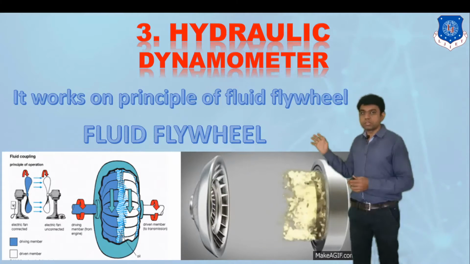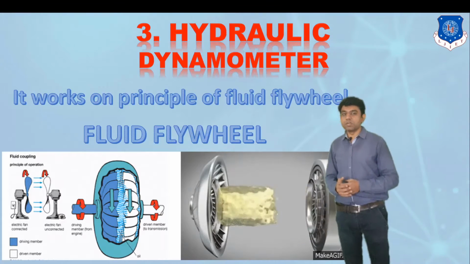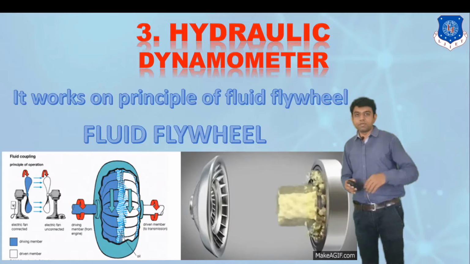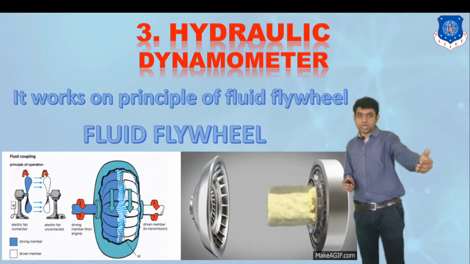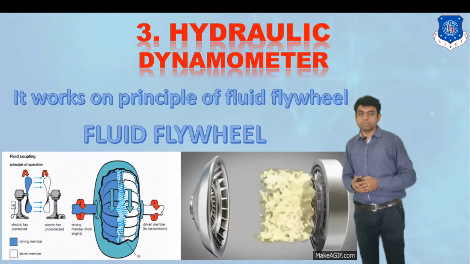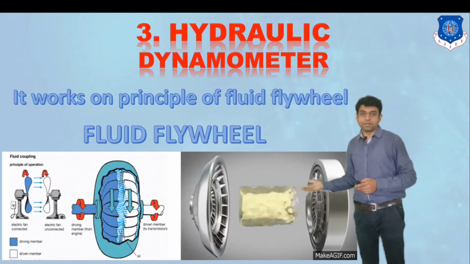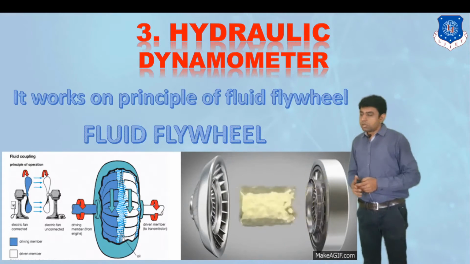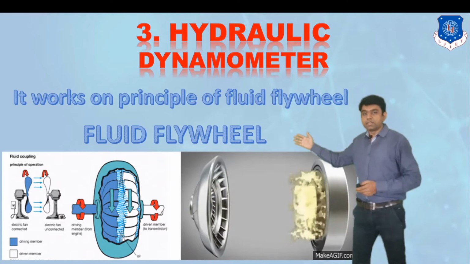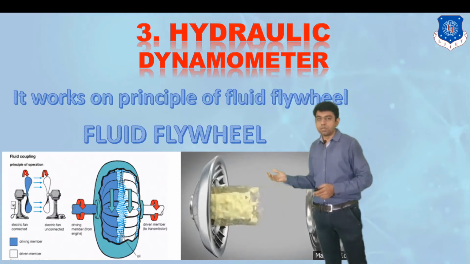But the hydraulic dynamometer has a number of different advantages. Based on that, it has been widely used in practice, not only in engine testing, but also whenever we talk about a chassis dynamometer, which we are going to discuss in the 7th or 6th chapter. In that setup also we use this kind of hydraulic dynamometer. So for a better understanding of the hydraulic dynamometer, we need to understand the fluid flywheel. How does the fluid flywheel principle work?